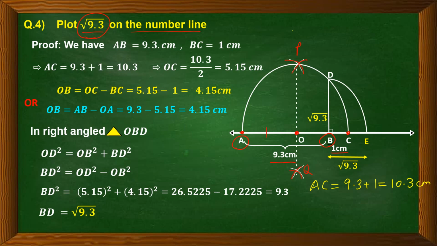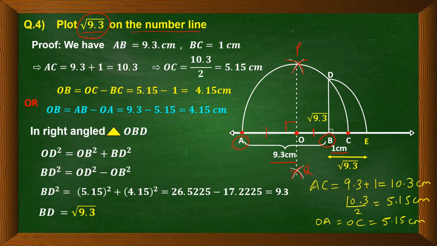Now we can say OA is equal to OC because this is a perpendicular bisector. It forms 90 degree with the number line. Right, now OA is equal to OC, which is half of AC. So half of 10.3, that is 10.3 divided by 2, which is equal to 5.15 centimeter. So that means OA is equal to OC, which is equal to 5.15 centimeters.